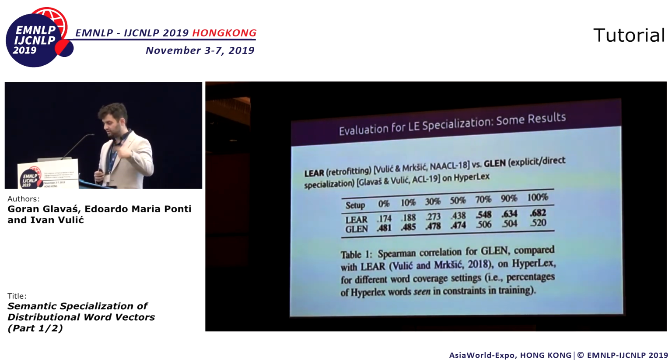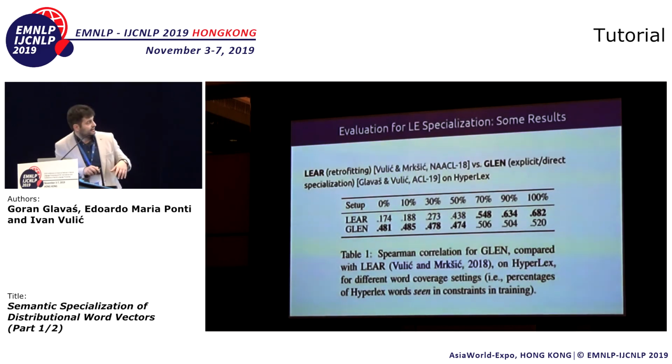So the general lexical entailment model, the explicit direct specialization model, this is a comparison in different setups where we actually remove from the constraints some percentage of words from HyperLex, from the final evaluation setup. Not pairs, we don't have the same pairs, but words. So you can see that if we remove all the constraints that have any of the HyperLex words in them, then LEAR cannot do anything on the rest of it because it tunes only the words from the constraints. Since none of the HyperLex words in the 0% setup is in the constraints, nothing happens, and this is the actual score of the distributional space.